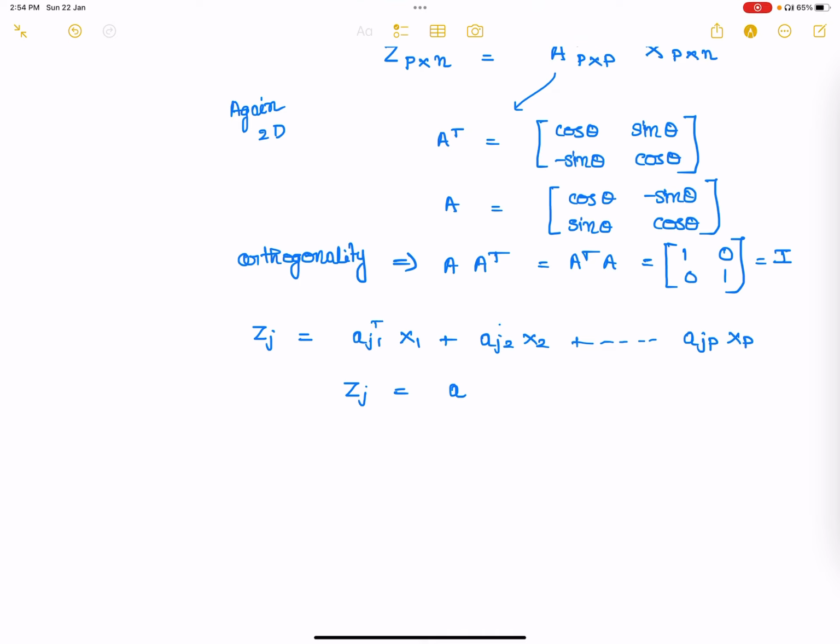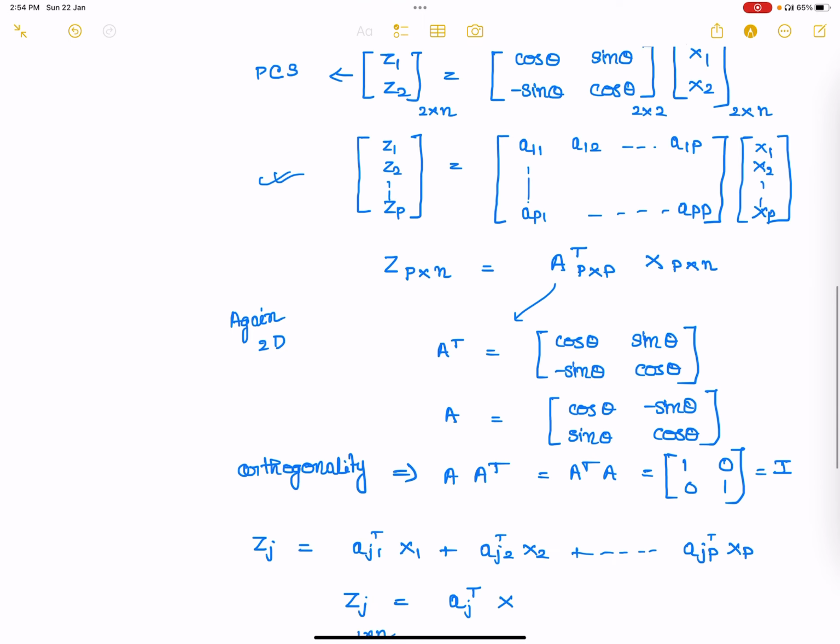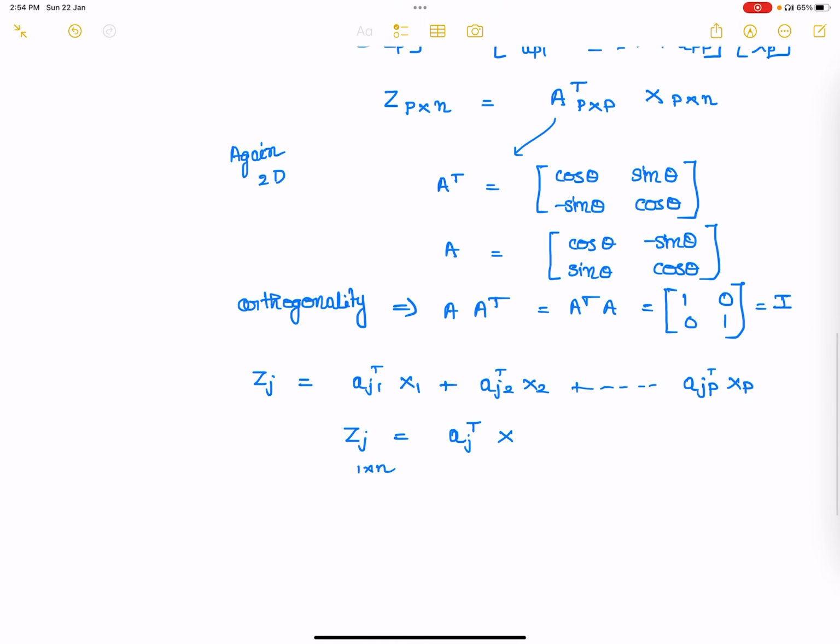Okay. So writing it in this way, the transpose is always there, so nothing to worry about. So it will be Aj transpose into X, right? zj is equal to Aj transpose into X. So what you have here is 1 by n, this is 1 by p, and this is p by n, right? This we can write because this is one of the vectors. One of the vectors means each vector has 1 by n. So that's why this is the thing.